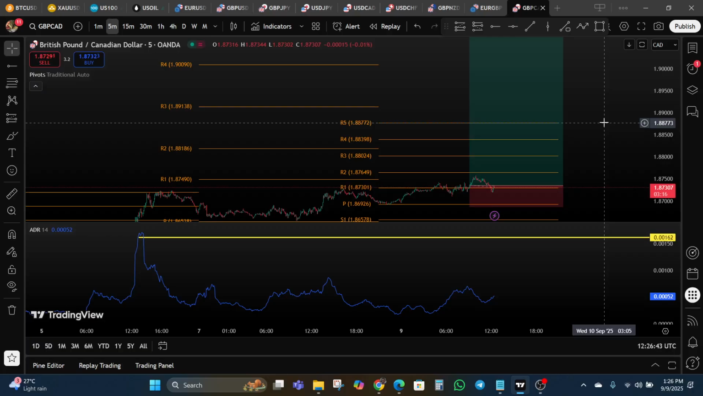So that's the 5-minute breakout strategy using the ADR levels plus pivot points. It's simple, precise, and it's worth trying out for short-term setups.